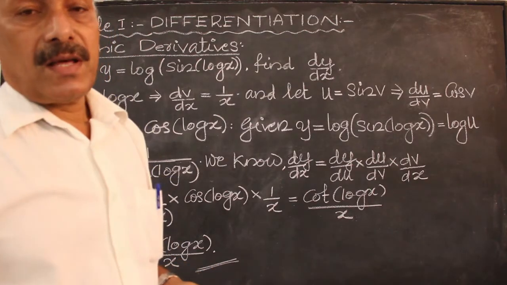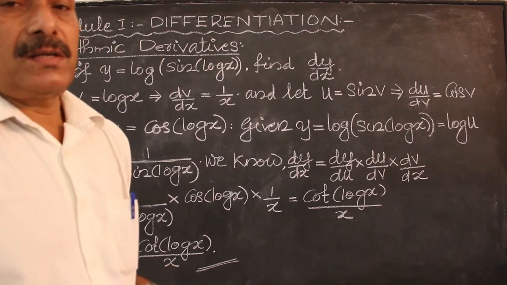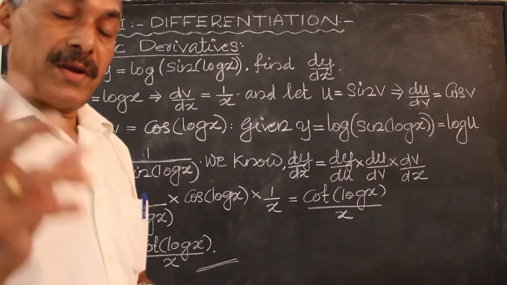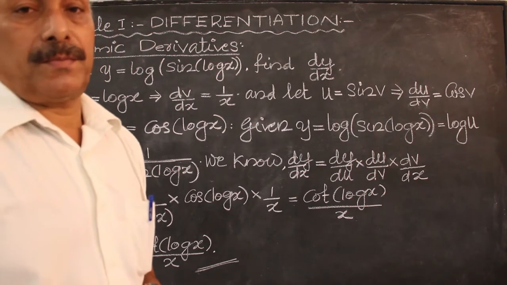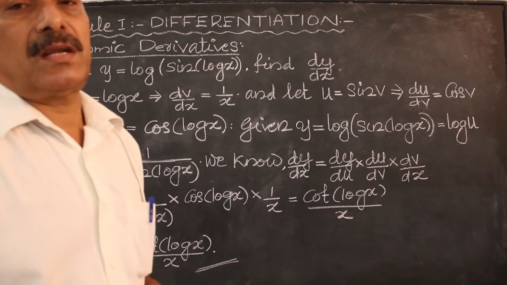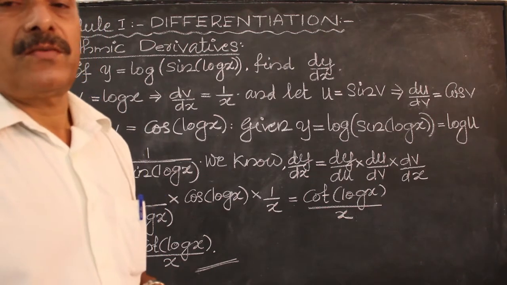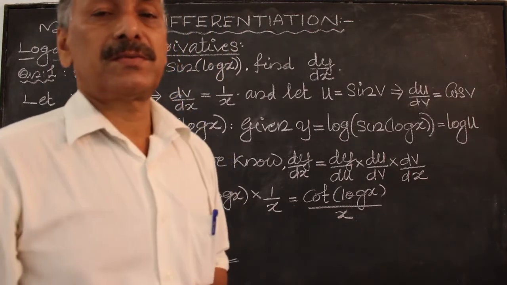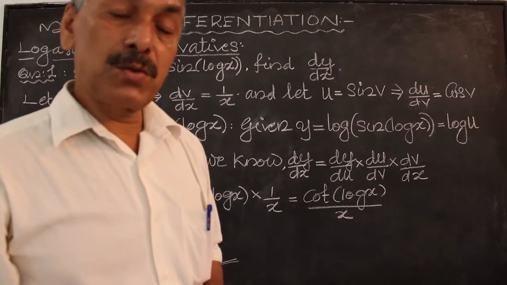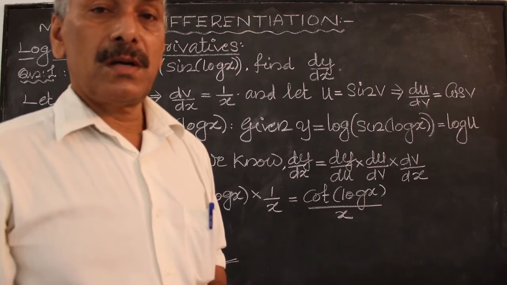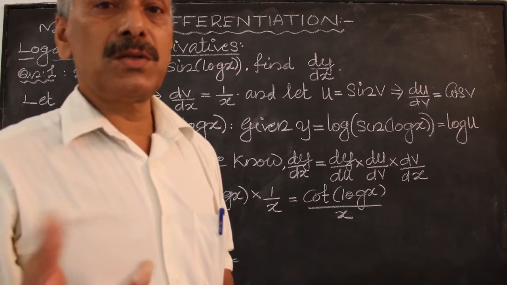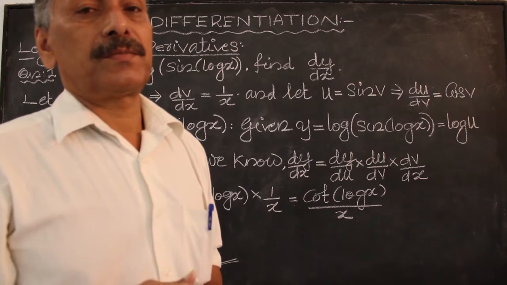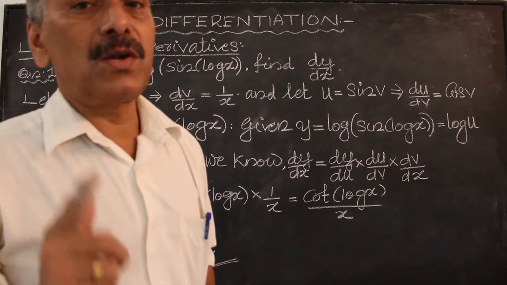In the previous classes, we were discussing the derivative of log x and differentiation using logarithmic differentiation and logarithmic derivatives. What is the derivative of log x? The derivative of log x is equal to 1 by x. The derivative of log x to the base a is equal to 1 by x into log e to the base a. The derivative of log x is equal to 1 by x.